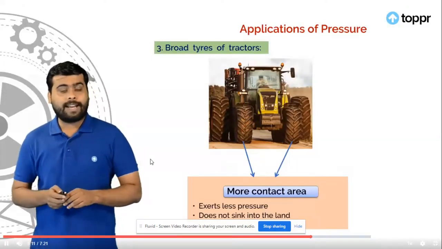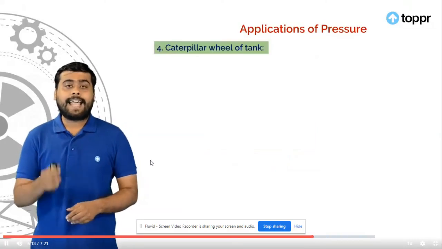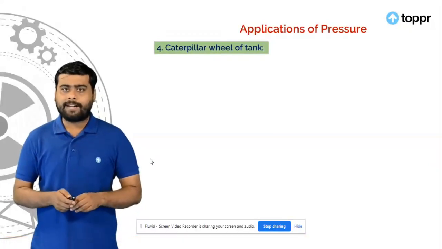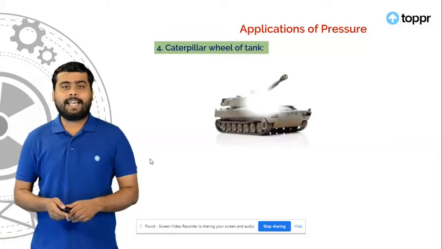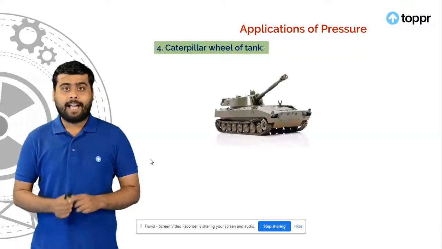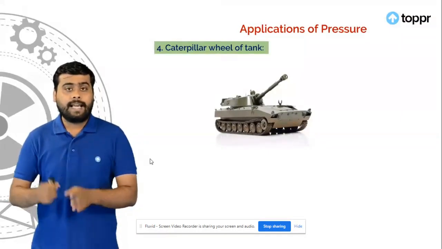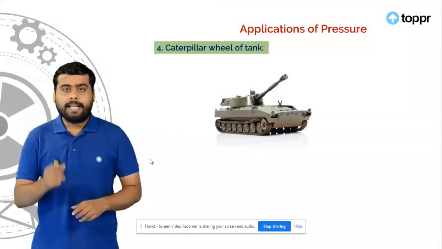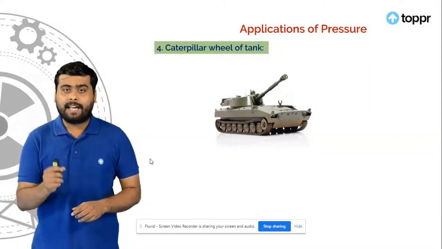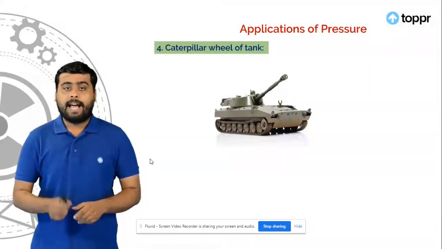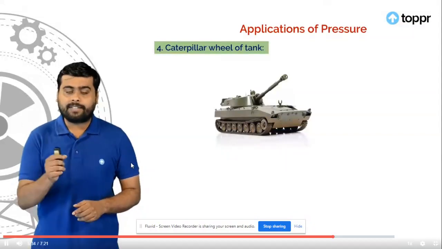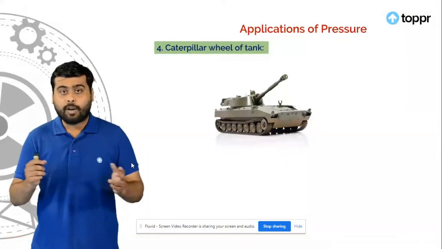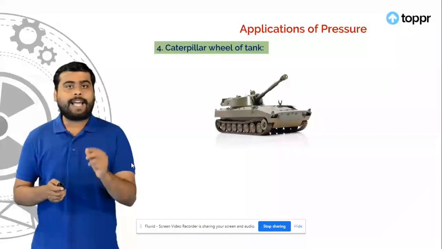Now let's move on to the next example, and that's the caterpillar wheel of an army tank. Have you seen the army tank? Let me show you. So this is the army tank, and this tank we use in sand areas or in the desert area. Then what will happen? This area will have some soft land, and because of that the natural tendency is to sink inside the land because the tank is so heavy. But we can prevent it.